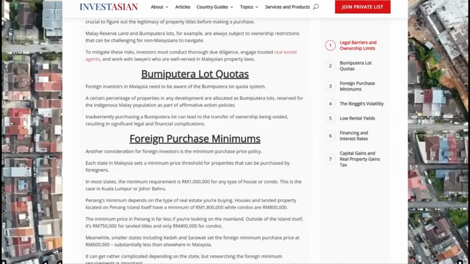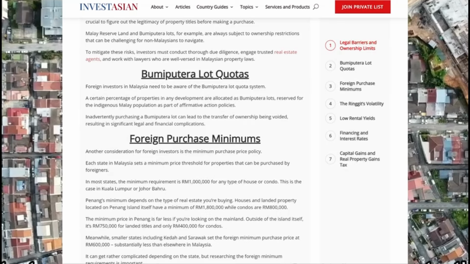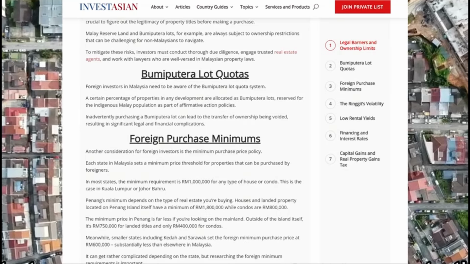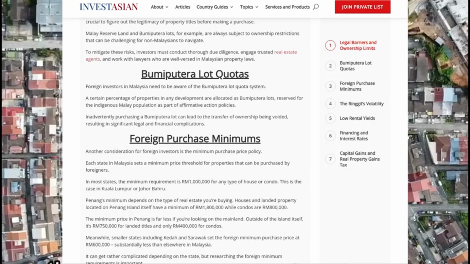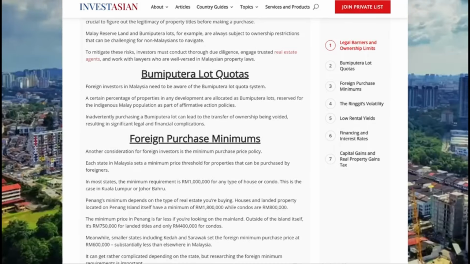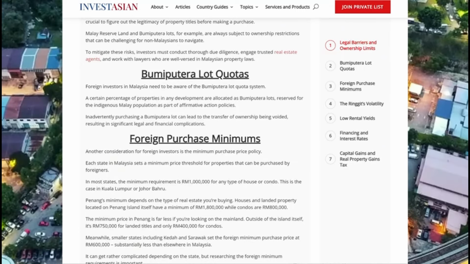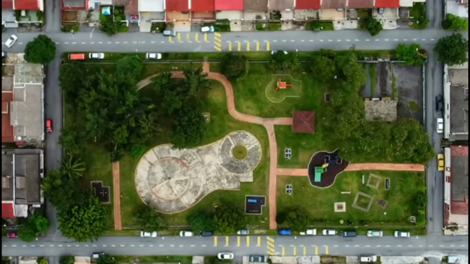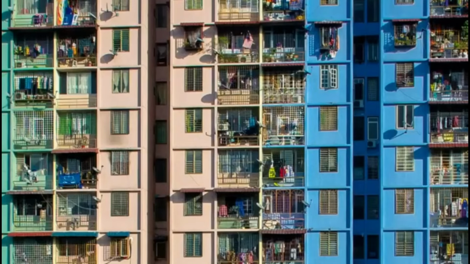Secondly, property speculation. The rise in property speculation, especially with foreign investors buying properties for resale or rent, has driven up housing prices. Despite policies like minimum price thresholds for foreign buyers, speculation remains prevalent, especially in areas like Penang. This situation makes it harder for local residents, especially low-income families, to purchase homes.